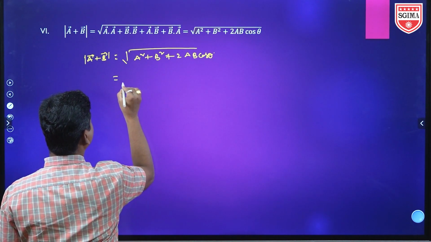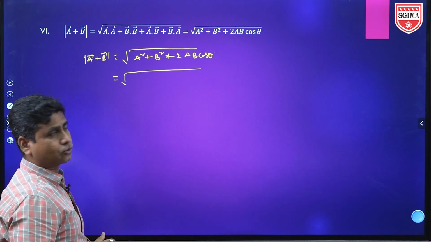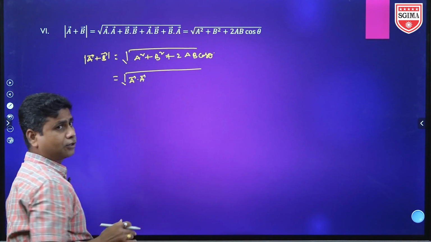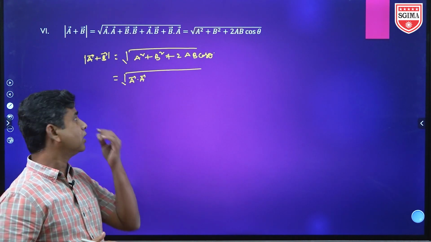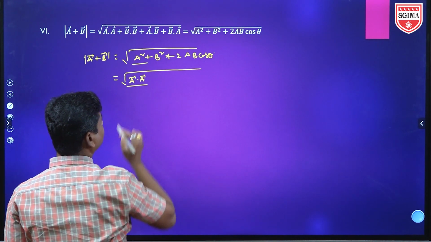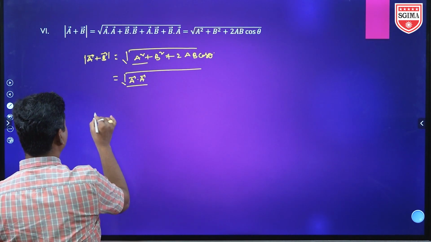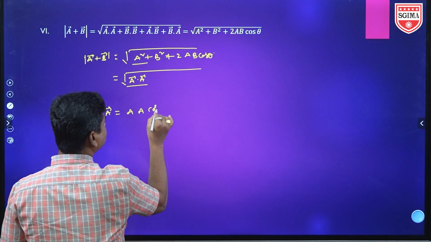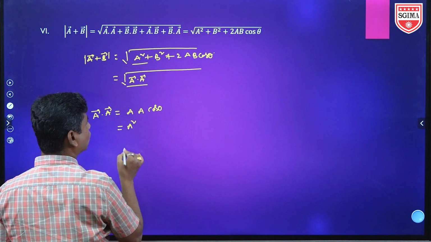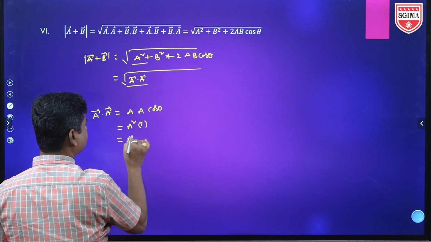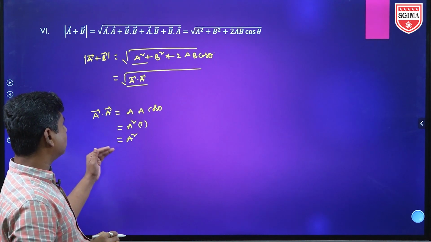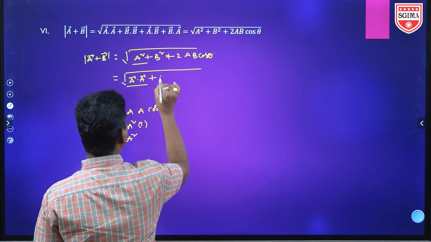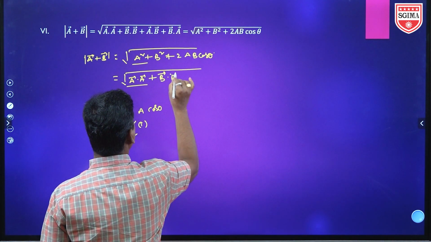Actually, the dot product of a vector with itself gives the square of its magnitude. Here, A bar dot A bar, the dot product of the self vector, gives the square of its magnitude. A square can be taken as A bar dot A bar also. Otherwise, if you have a doubt, A bar dot A bar is A into cos 0. So we write A square into cos 0, whose value is 1, so A square. Similarly, B bar dot B bar is B cos 0, B square. So B square can be taken as B bar dot B bar.